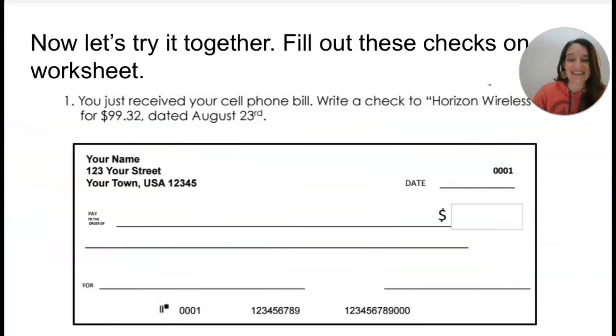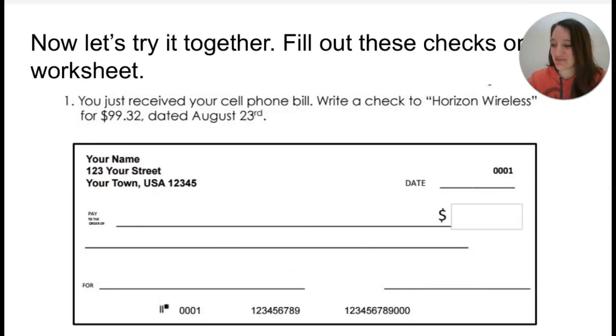Let's practice. Let's practice being an adult. All right, so we have got a cell phone bill, and it's for Horizon Wireless, and your cell phone bill is $99.32. So let's fill this out. It is August 23rd. So there's two ways you could write it. You could write it 8/23/24, okay? Or you could write it out August 23rd, 2024.